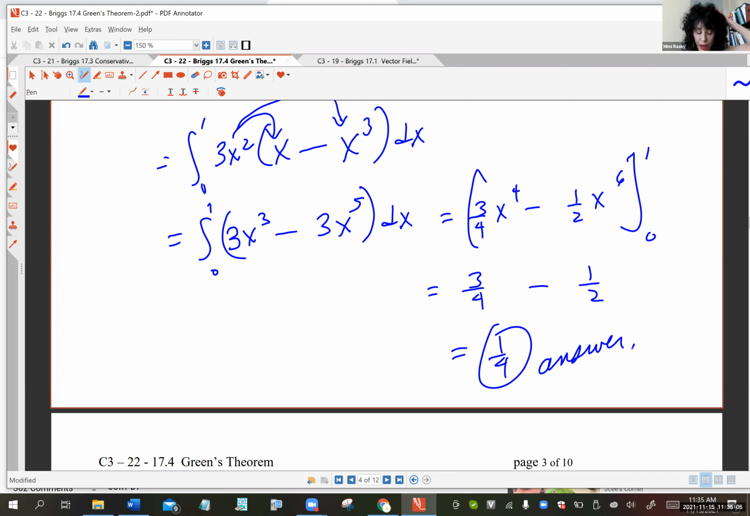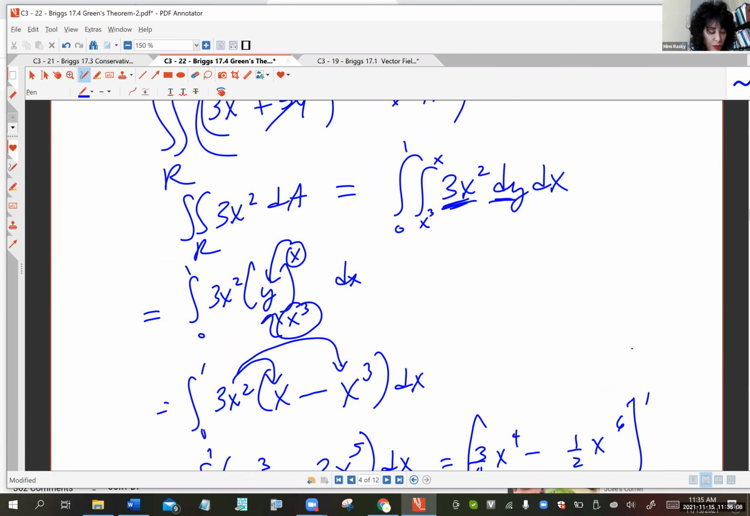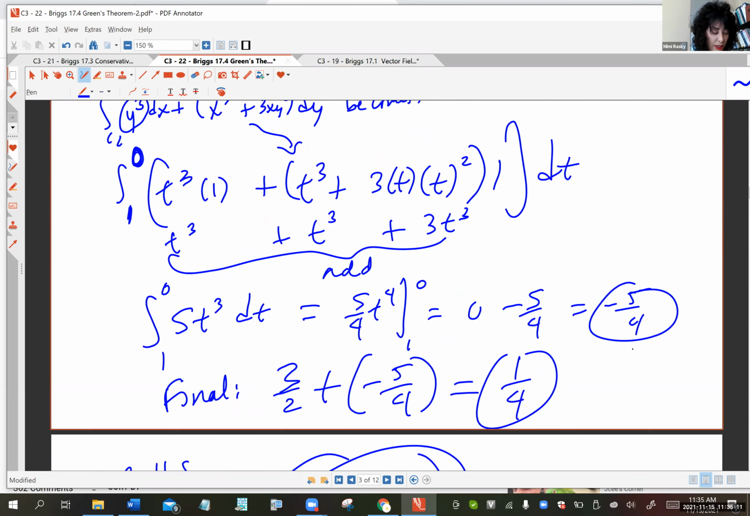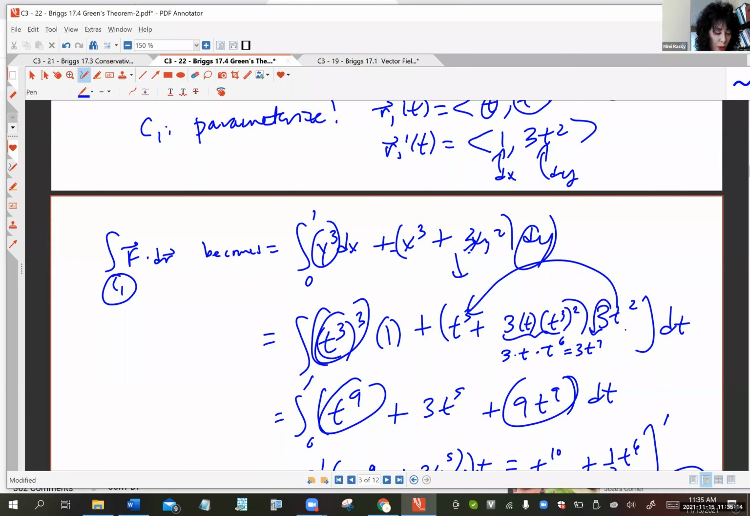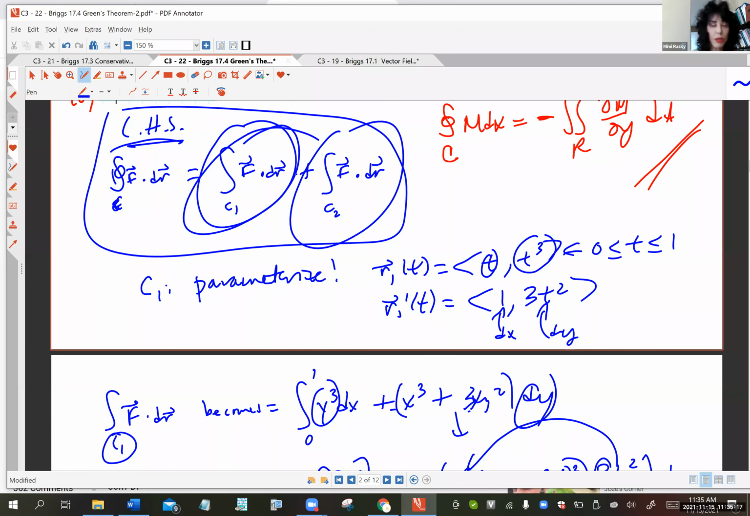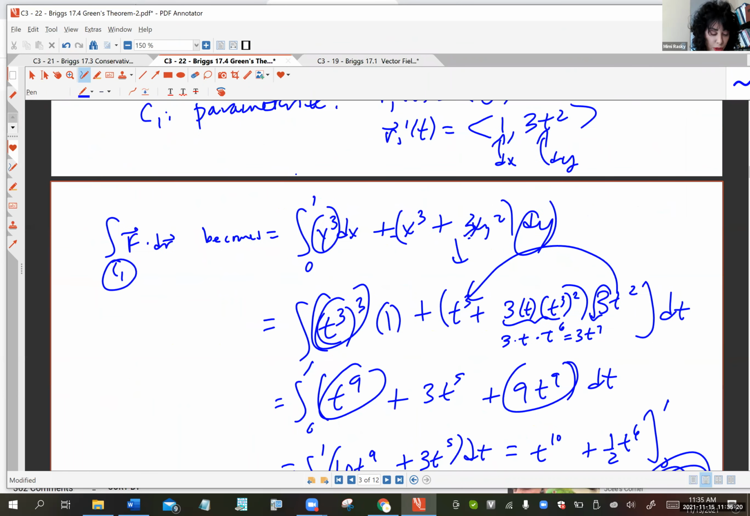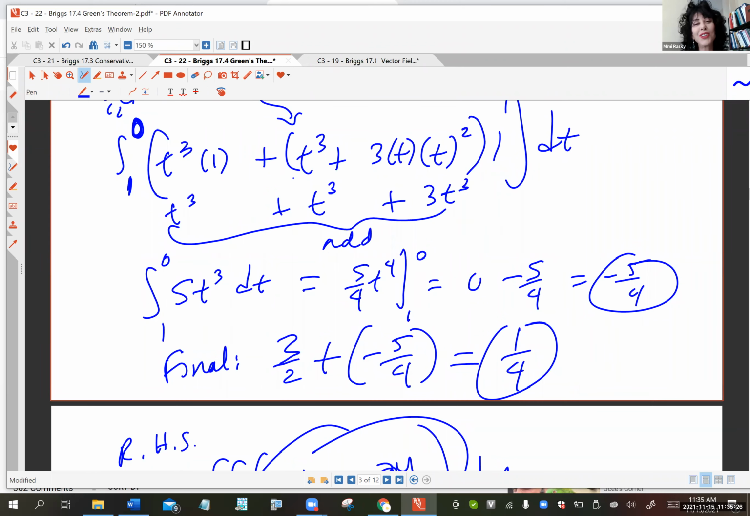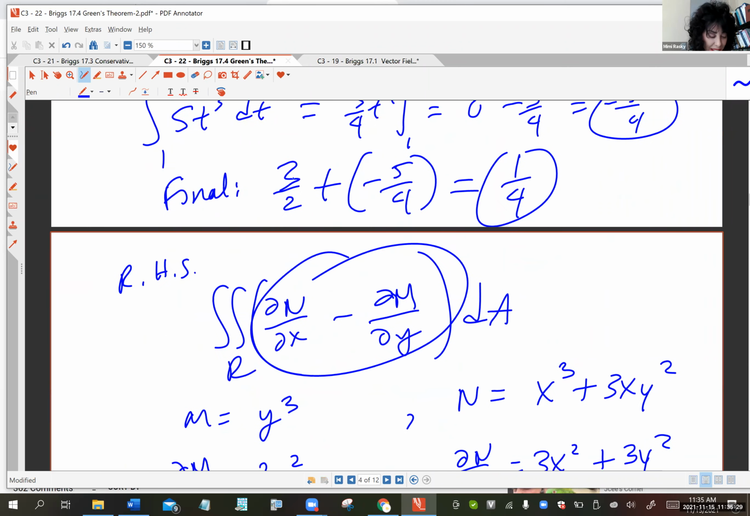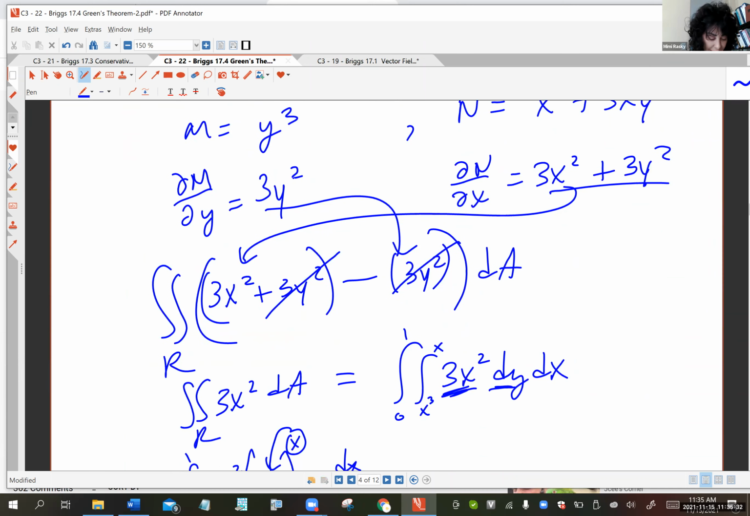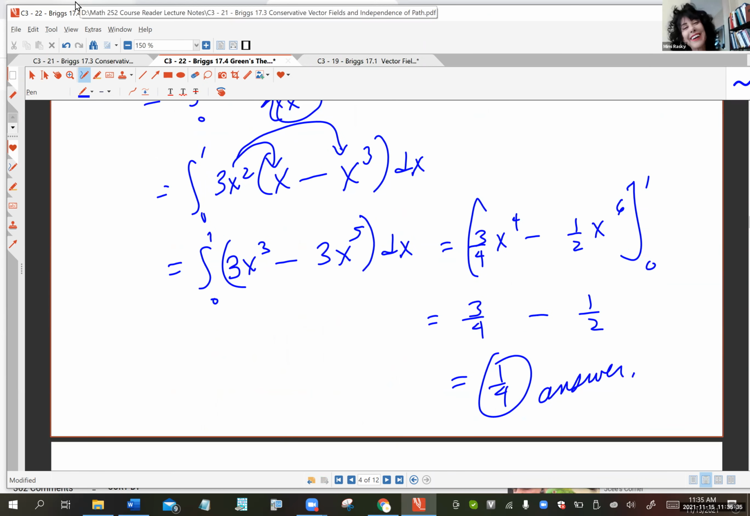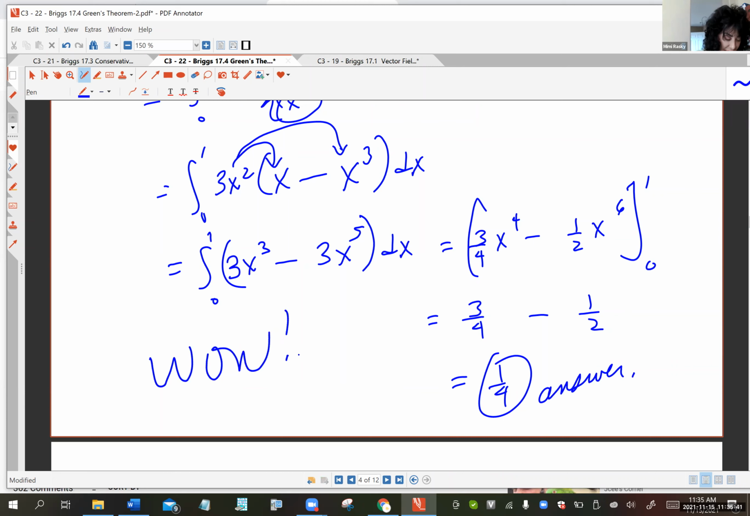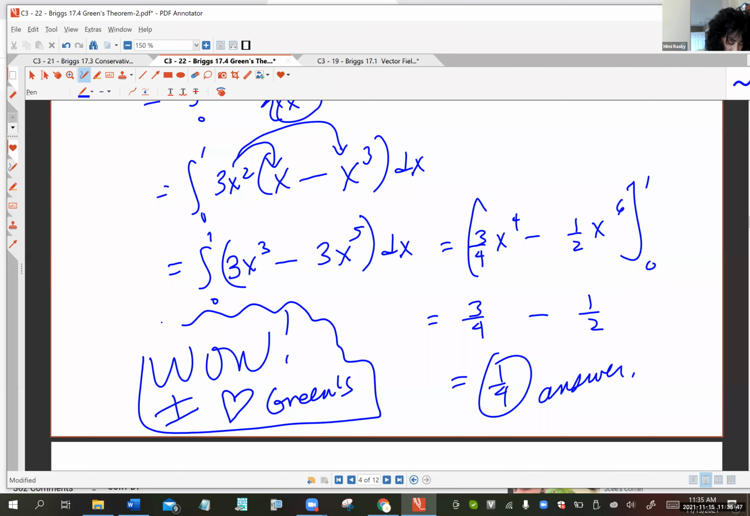Now, my final thing on this is, which do you think was easier? Was it easiest to do the line integral side, where we had to parameterize twice and add two completely separate line integral results together and do all of this work that took us like forever? Or was it much nicer and simpler to simply do an easy peasy double integral and get the same answer? What do you guys think? Green's is awesome. So what you should all be saying is, wow, I love Green's right now. This is what you're all saying, okay?